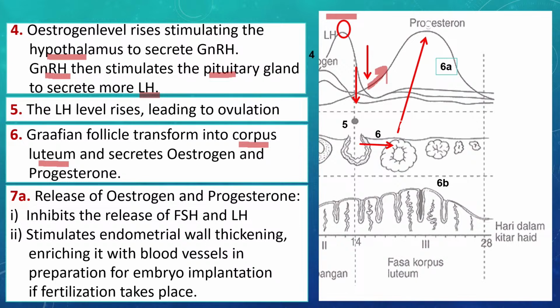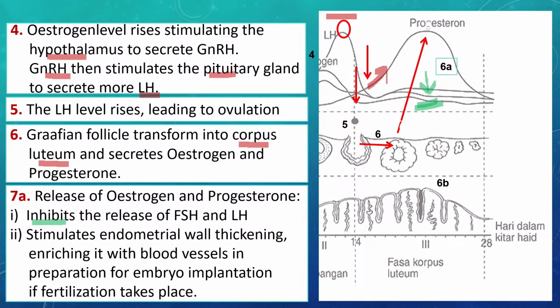So what happened? When estrogen and progesterone increase, the first thing is it is going to inhibit, which means it is going to suppress all other hormones to a low level. Inhibit, it will slow down release of FSH and LH. So you can see all of them here at a lower level.